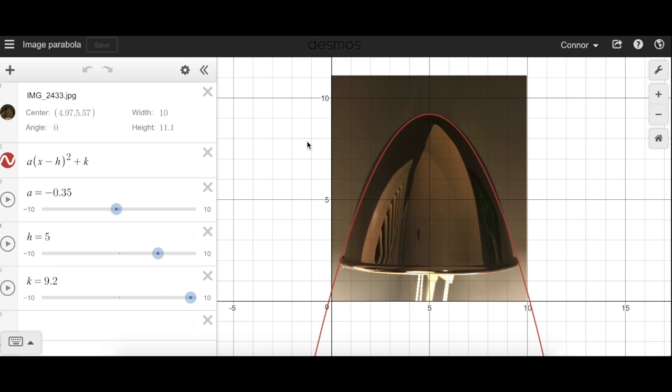But this is an example of real life use of these translations and functions and things like that. And you can really find just about anything in the world that will have a parabola or maybe an absolute value function shape or something like that.